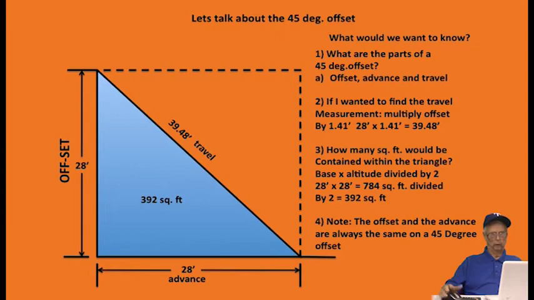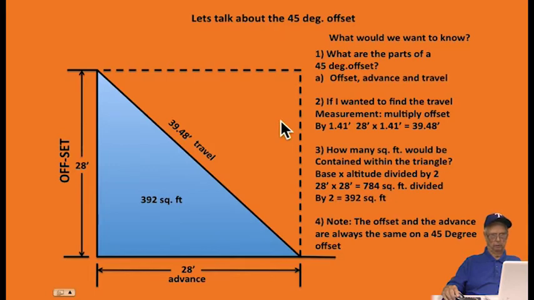And what will we want to know about this thing? Well, one of the things we want to know is, what are the parts of a 45-degree offset? In an offset, we have the offset, we have the advance, and we have the travel. So here is the offset from this point to this point. This is the advance. Now in a 45-degree triangle, they have to be the same, otherwise it's not a 45. I put these little lines here to let you think about a 45 going up here and a 45 coming over there. And I've done the square because all of the sides will be the same.